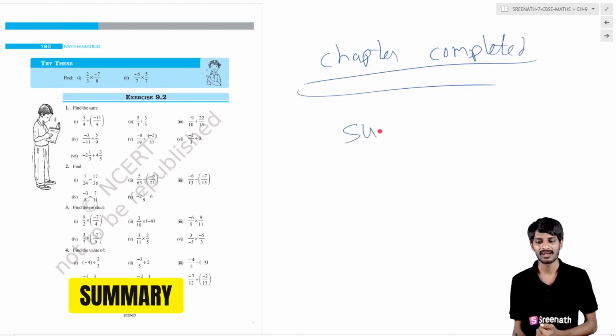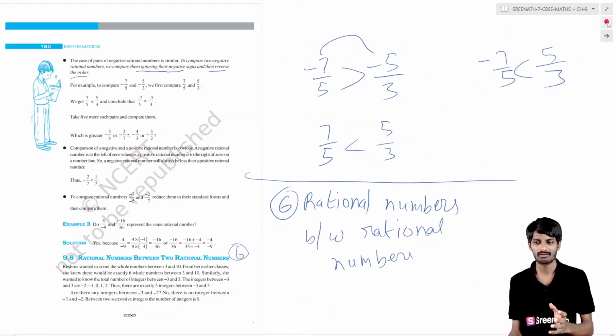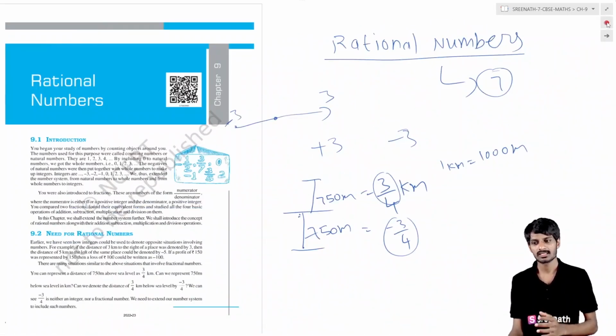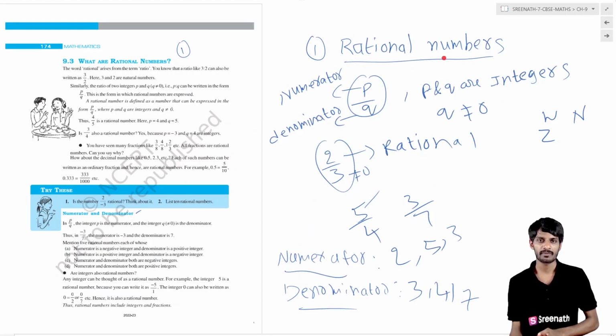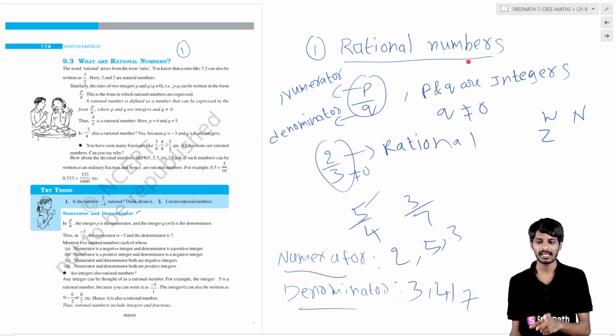We are going to have the summary of the whole chapter. What are the 7 concepts we have learned until now? We will have a quick summary. So basically, rational numbers is the chapter. It has 7 topics. The first topic is what are rational numbers. The numbers which are in the form p by q are called rational numbers, where p and q must be integers and q not equal to 0. These are the 3 conditions for a rational number.